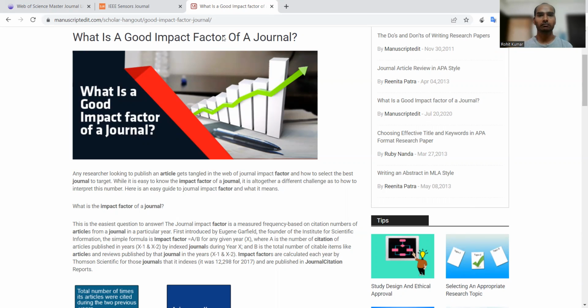And one major contradiction is whether we should go for Q4 or for non-SCI. Obviously, if you have an SCI choice, then you should go for Q4 also, but never go for a non-SCI or non-SCIE journal, because it is not going to give you much credential in future.